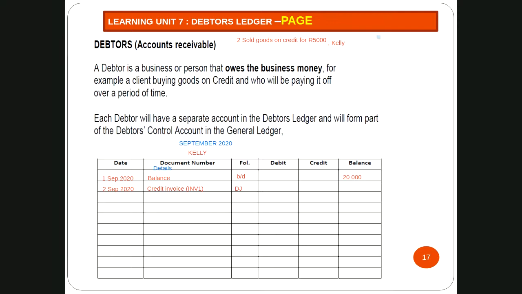An asset is a good thing. I own it. It's mine. I rendered a service, so that's mine. That's why I can claim back from you. I can say, pay me. That is my money. Can you see that?